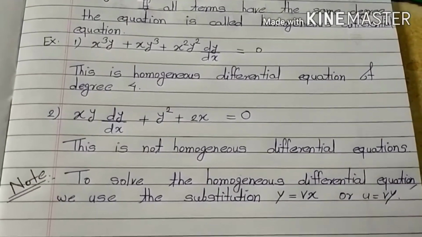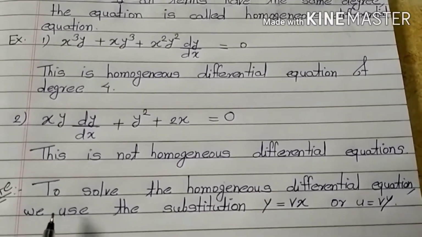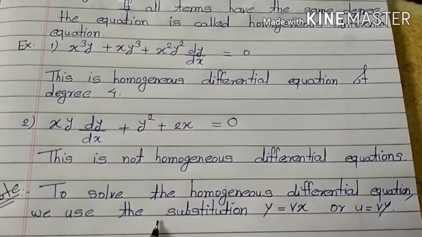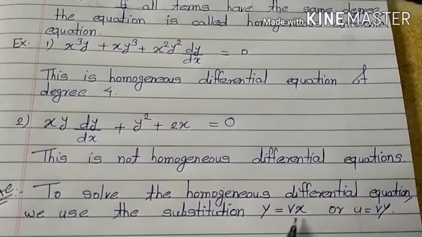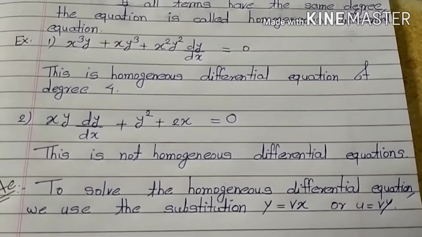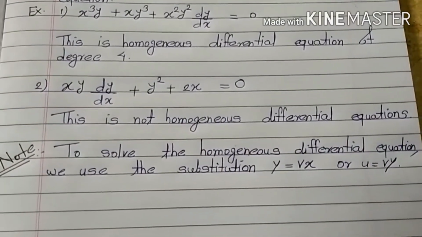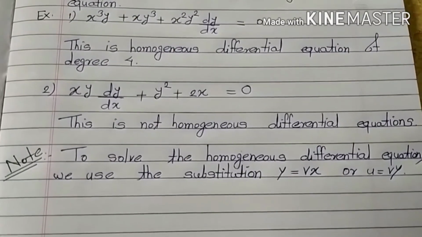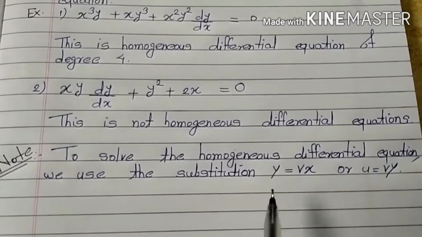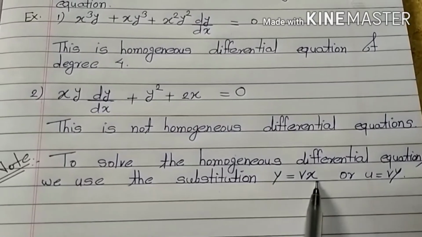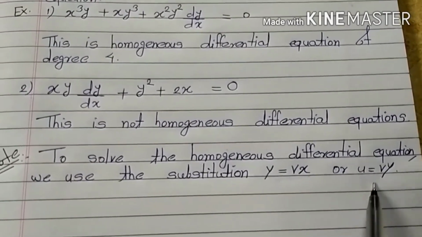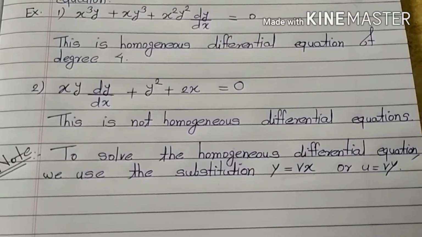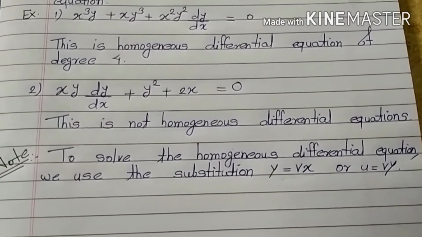Now next there is one note. So what is that note? To solve a homogeneous differential equation, we use the substitution y is equal to vx. If the example is a homogeneous differential equation, then to solve that example, we use the substitution y is equal to vx or x is equal to vy. Now let us start to solve homogeneous differential equations.